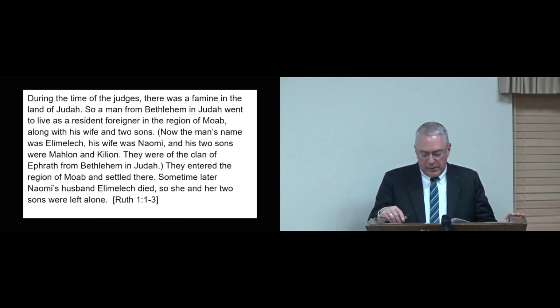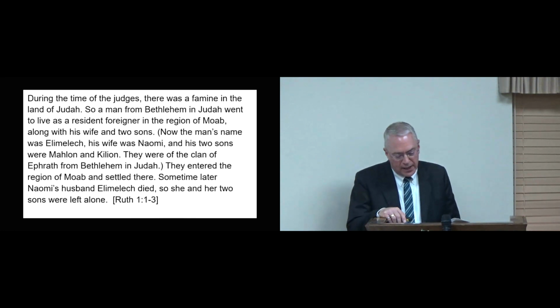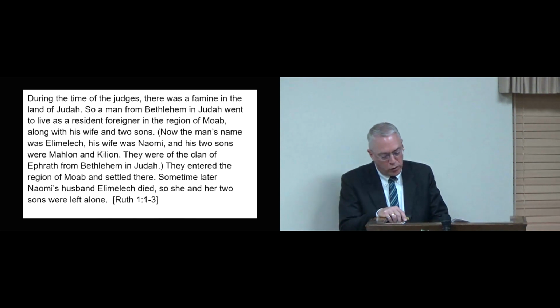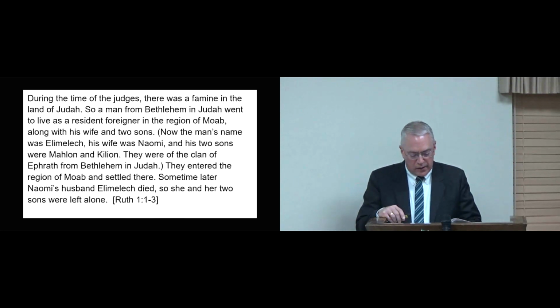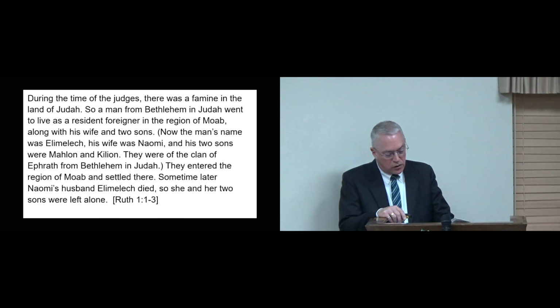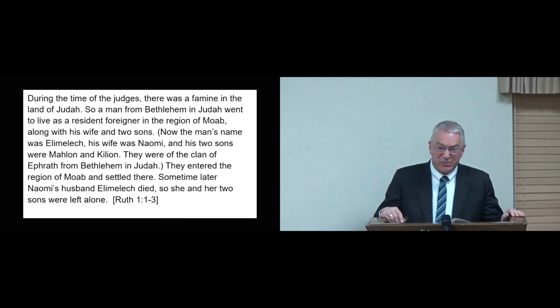Now, the man's name was Elimelech. His wife was Naomi. The sons were Mahlon and Chilion. They were of the clan of Ephrath from Bethlehem in Judah. They entered the region of Moab, settled there. Sometime later, Naomi's husband Elimelech died. So she and her 2 sons were left alone.